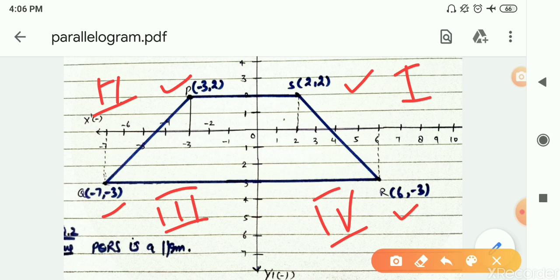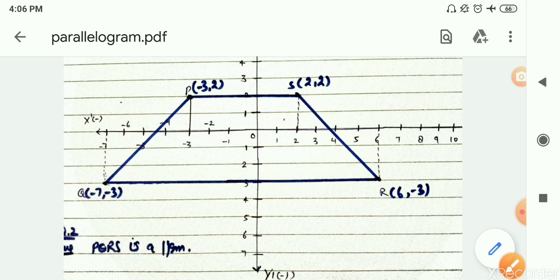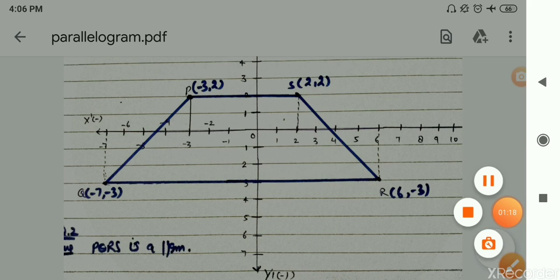And now we are given to join them in order. That means you have to start from point P, and first of all you have to join point Q, then point R, then point S, and then point P. So we got a 2D figure, and that actually looks like a parallelogram. So we can say the figure obtained by joining the given coordinate points in the same order is a parallelogram. You got it? So the given figure is a parallelogram. So let us start the next question.